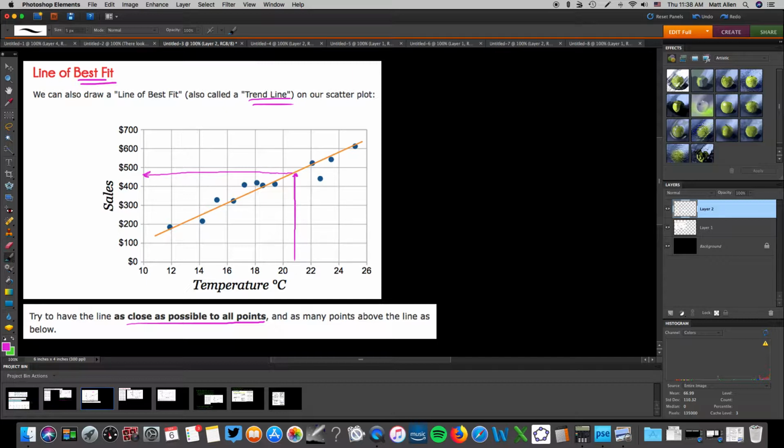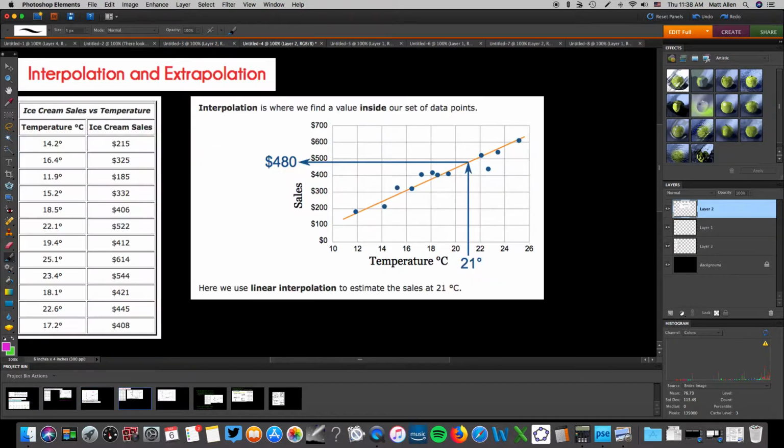So this type of prediction that you see me using here, say to find out what our sales would be around 21 degrees, because this prediction lies within our data set, we're going to give it a specific name. And that name is interpolation. The prefix inter means between. So when we talk about interpolation, we're talking about trying to draw conclusions using this line that we've drawn here based on the middle of the data, or data that occurred within the data set. So interpolation is where we find a value inside our set of data points here.